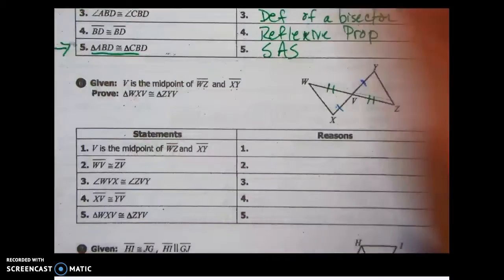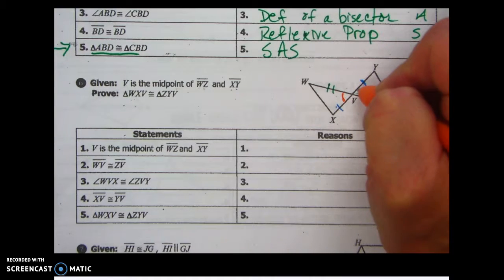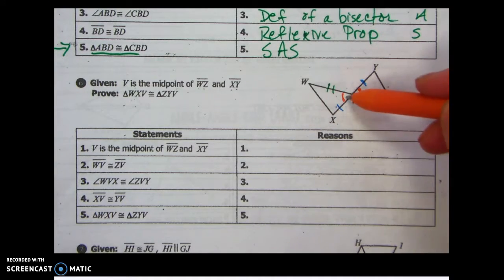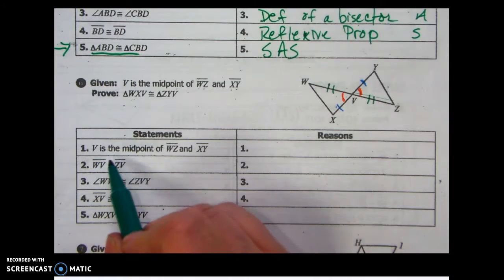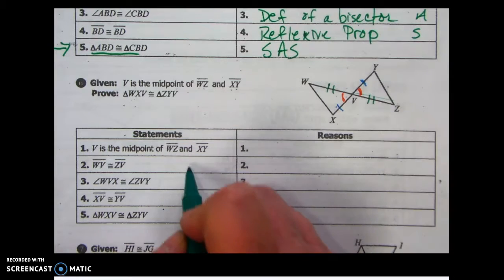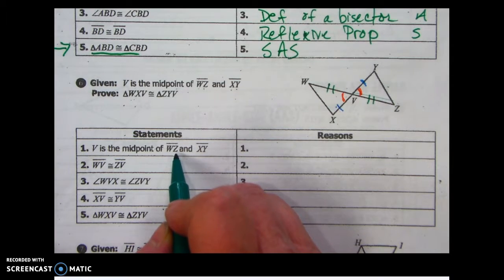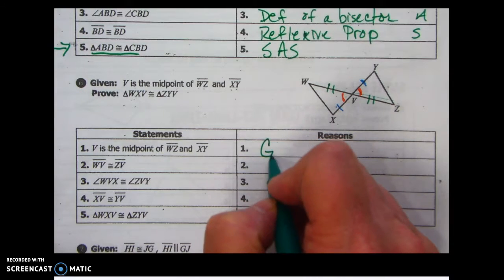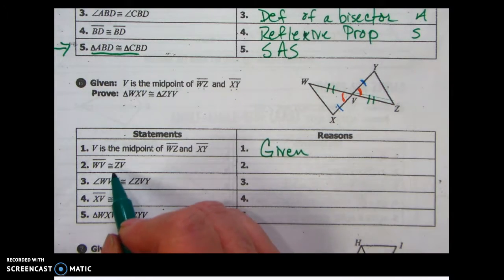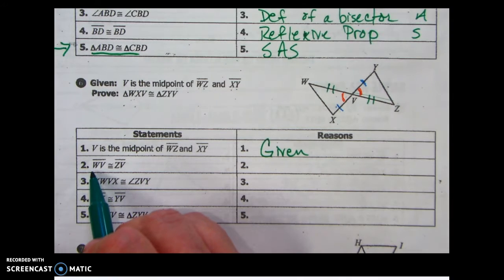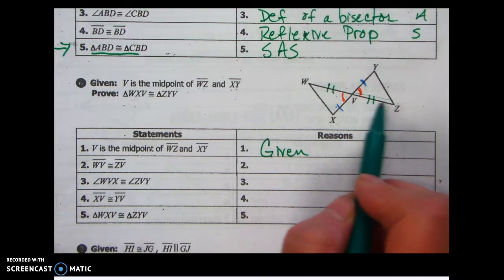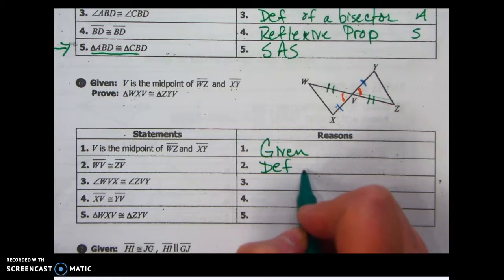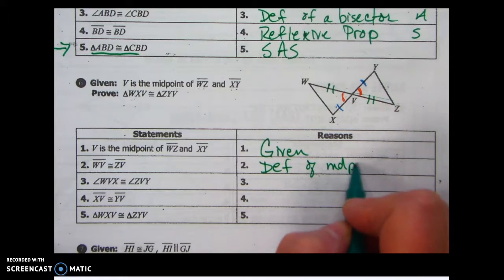So I'm going to mark my vertical angles. It's congruent. Now I have side, angle, side, to side, angle, side congruence. So now I start with my proof. First thing, V is the midpoint of WZ and XY. That was given. And then WV is congruent to ZV. That was definition of midpoint.